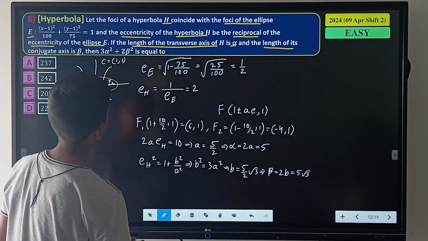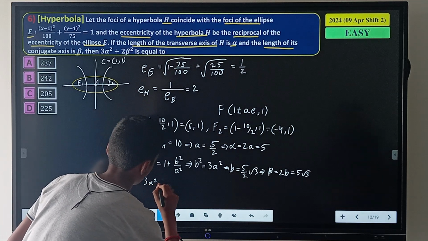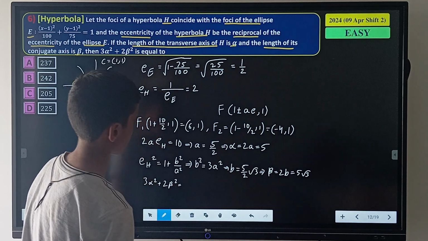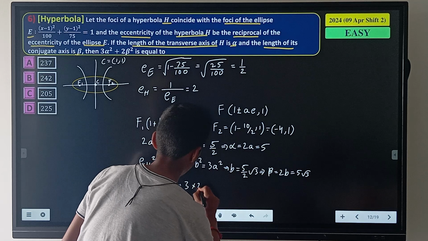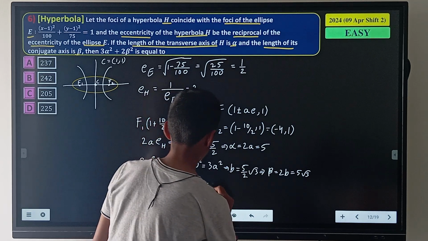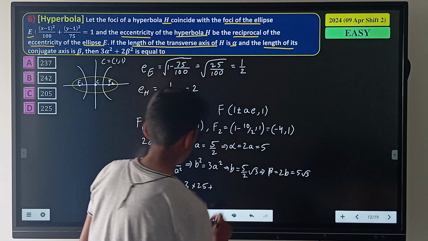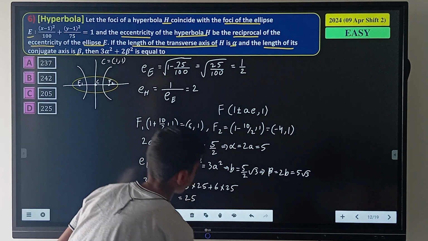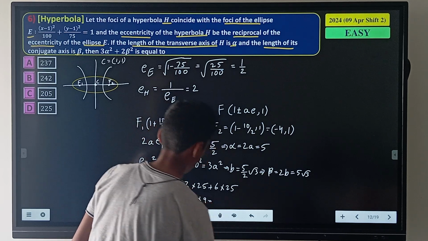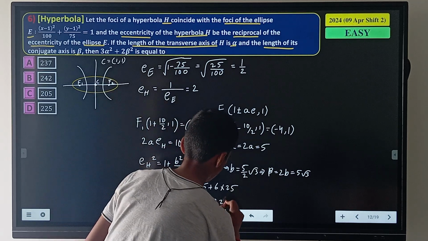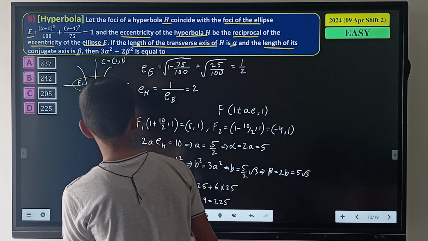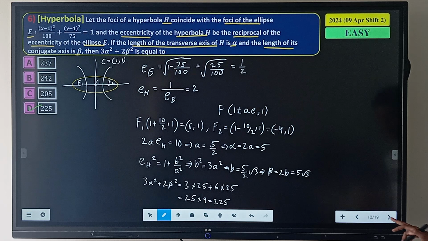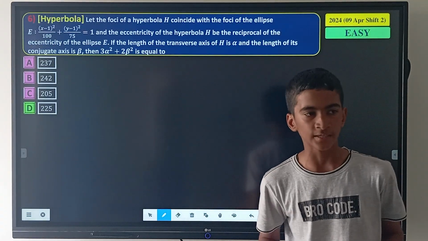Now I will find the value of 3 alpha square plus 2 beta square. Now this is equal to 3 multiplied by 25 plus 6 multiplied by 25. So this is equal to 25 multiplied by 9, which is equal to 225. So our answer is option D. And here is the solution, and you can see that our answer is correct.